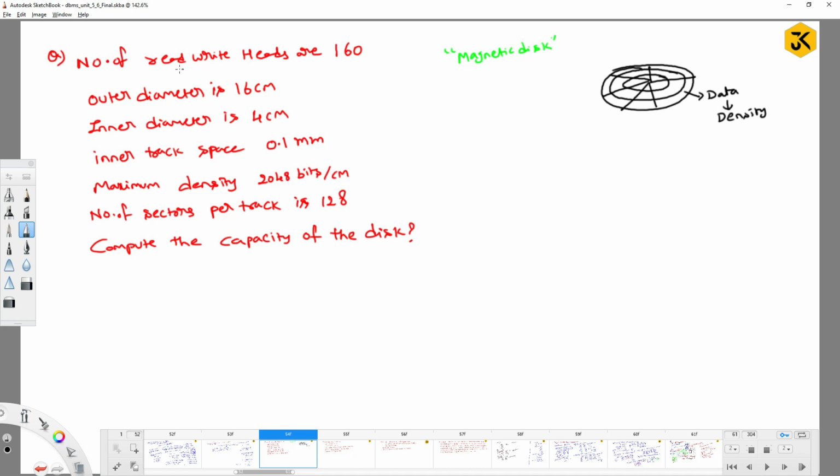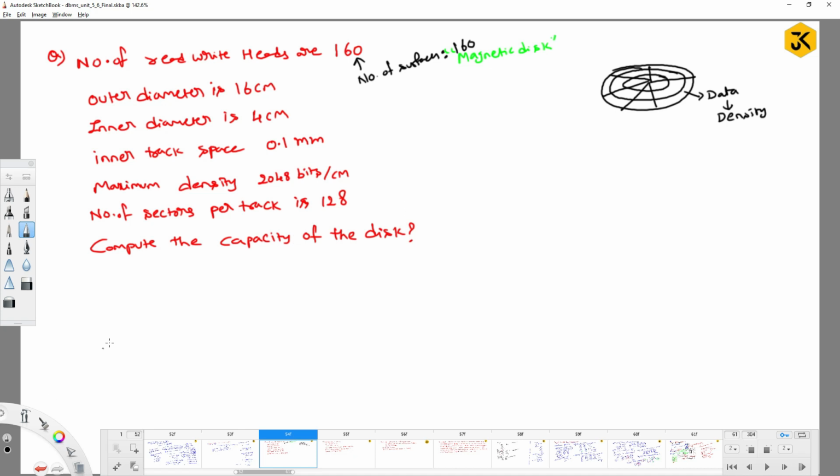So this is a problem related to the magnetic disk. Here they have given the number of read-write heads as 160, meaning per platter you are going to have read-write heads. So as the number of read heads is 160, we can say that the number of surfaces is 160. They have also given the outer diameter, inner diameter, inner track space, maximum density of 2048 bits per centimeter, and number of sectors per track as 128. Compute the capacity of the disk.